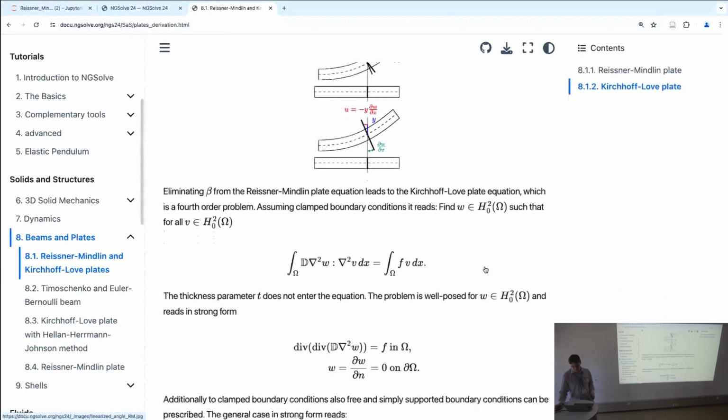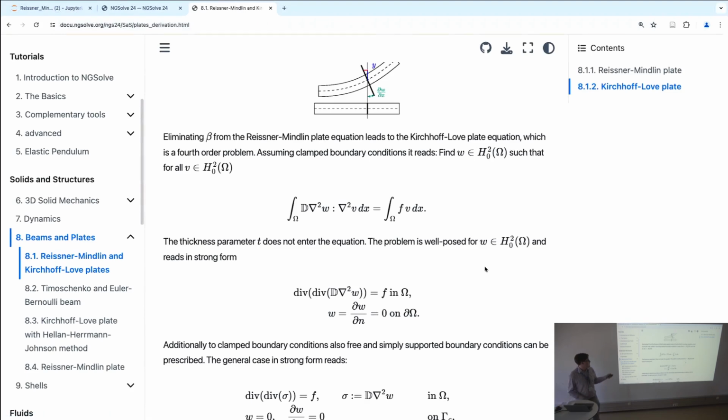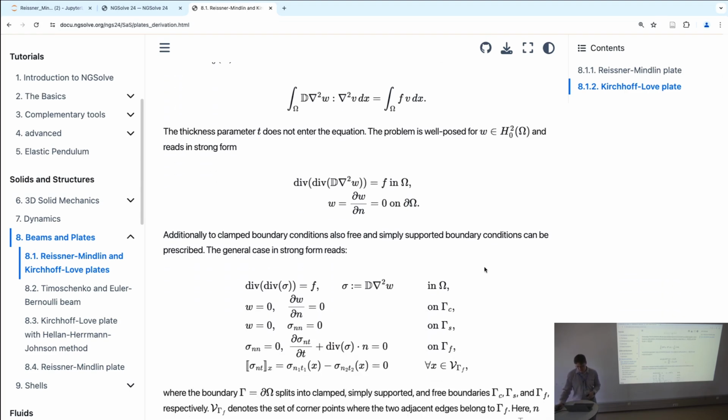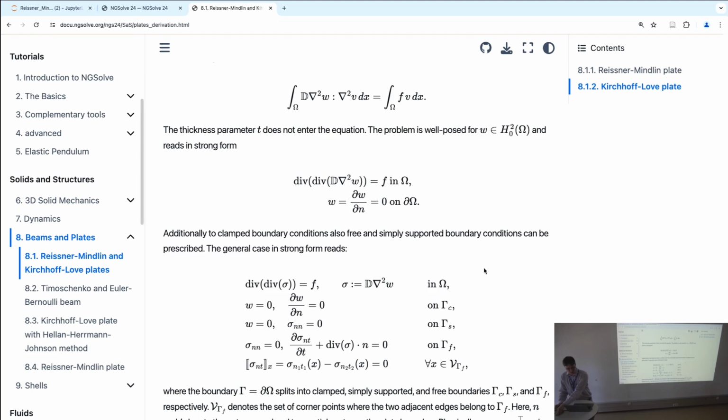But there's no free lunch. We get a fourth order problem. So this is here the Hessian of the vertical deflection, the Hessian of the test function. So we have to deal with this problem instead. But this we can also do.